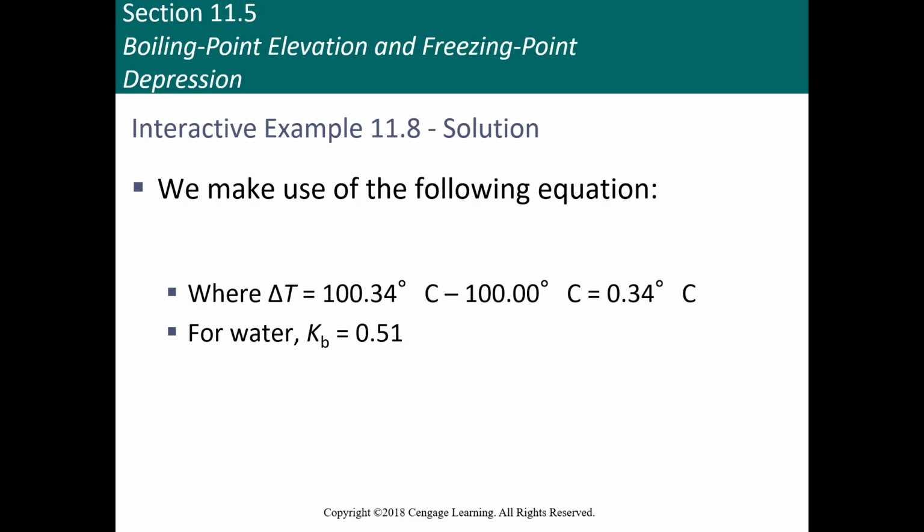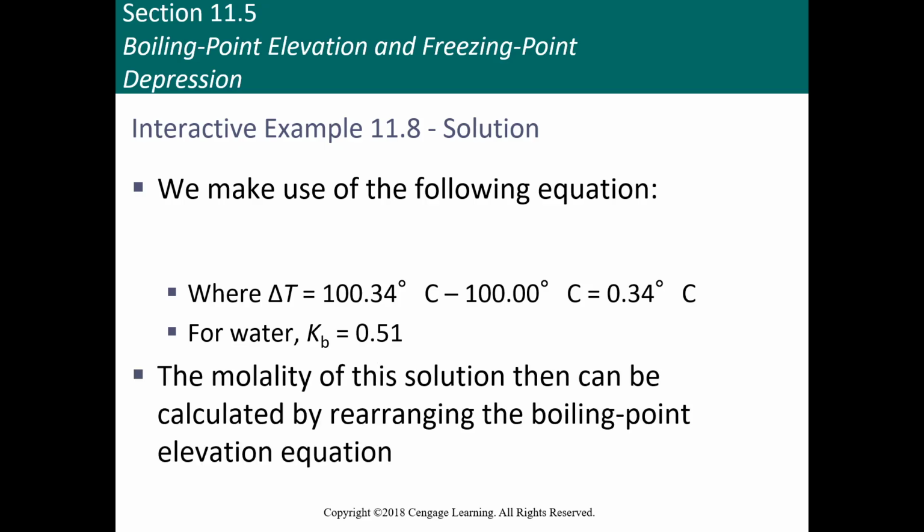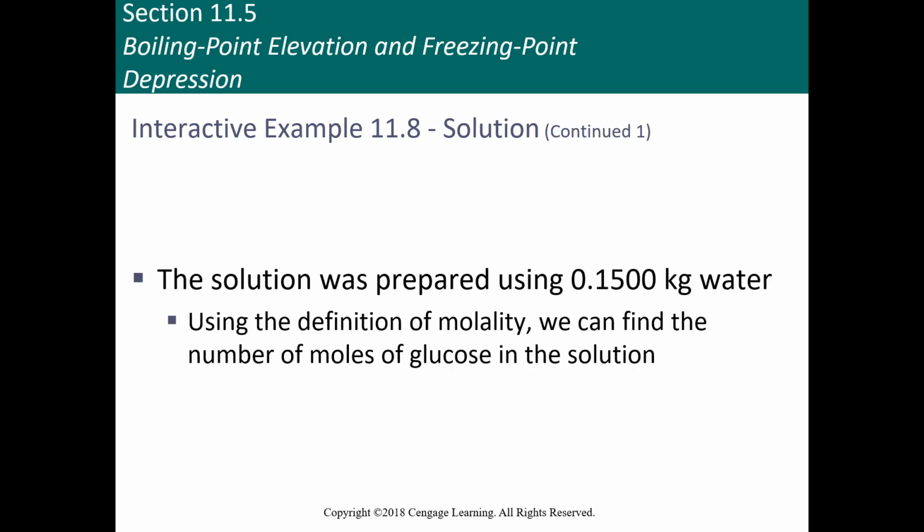So for water, Kb equals 0.51. You can look it up, or typically I give it to you in problems, or at least they give you a table for the exam. The molality of the solution then can be calculated by rearranging the boiling point elevation equation. So we have these two values of that boiling point elevation equation. We just need to rearrange it so they're on one side. So here we have the equation. We're going to plug this in right here. This goes in right here. We'll be left with our molality. Ooh, voice is going out.